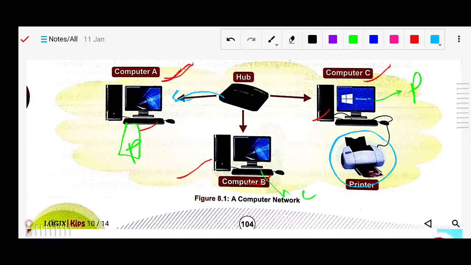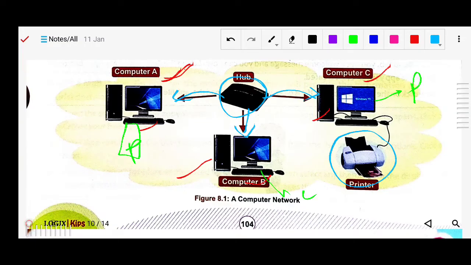We have connected all three computers. This is a hub, used to connect the different computers. We are using hubs. About hubs, switches, gateways and routers, we will study later on in this chapter.